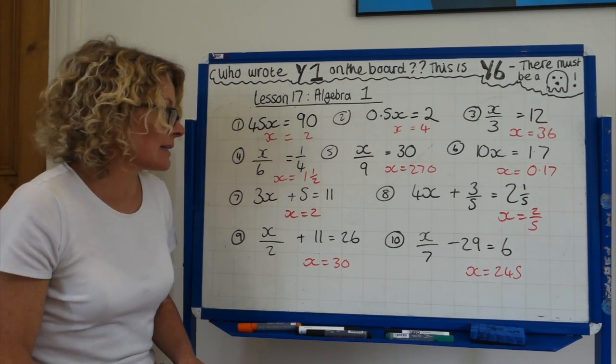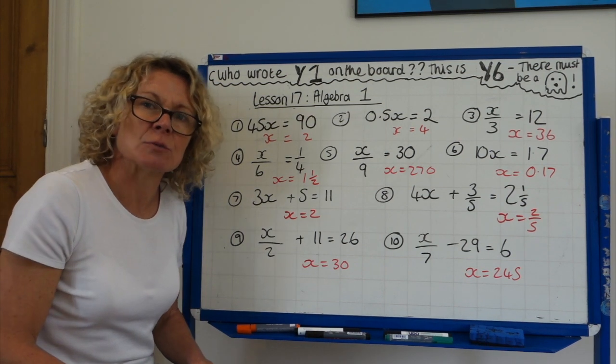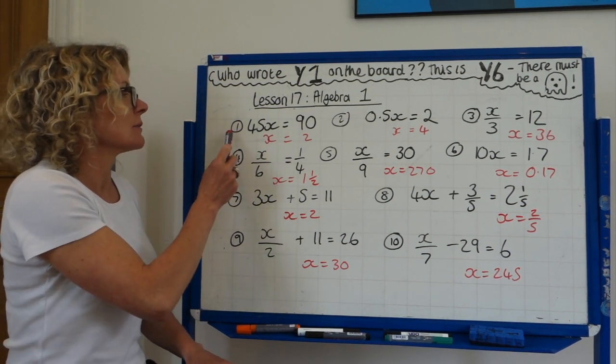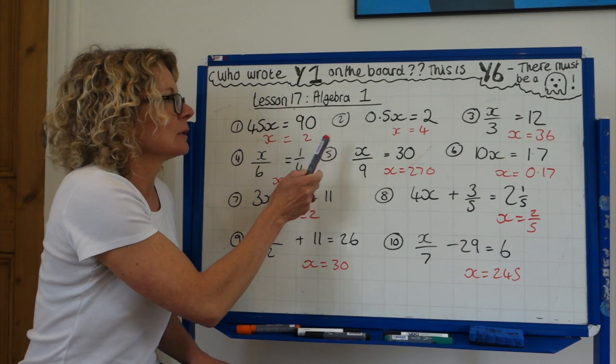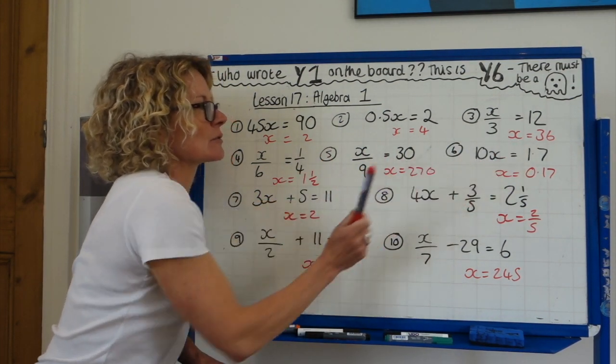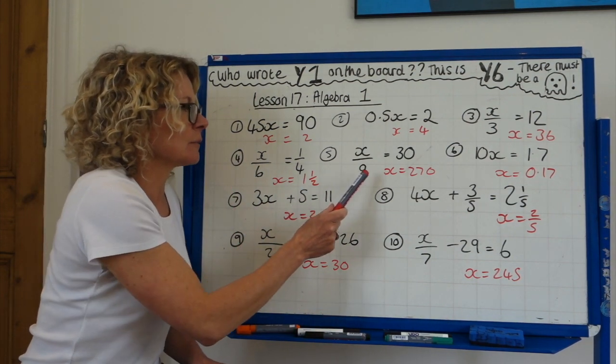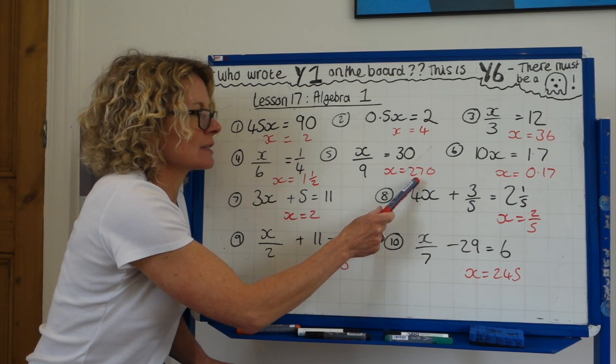Here are the answers to your algebraic equations. I won't go through each one, I will just call out the answers, okay? So number 1, x equals 2. Number 2, x equals 4. Number 3, x equals 36. Number 4, x equals 1.5. Number 5, x equals 270.